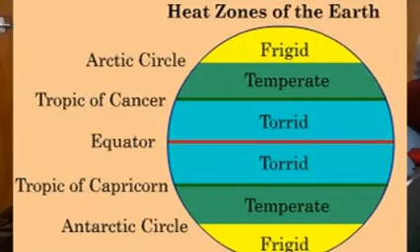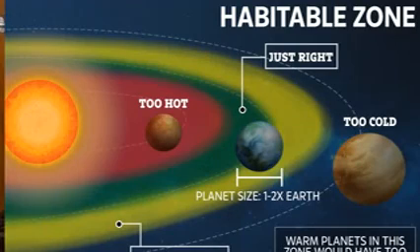Temperate zone. Temperate zone lies between the torrid zone and frigid zone in both the hemispheres. It lies between the Tropic of Cancer and Arctic Circle in the north and Tropic of Capricorn and Antarctic Circle in the south. As the climate in the temperate zone is moderate, it is also known as the habitable climatic zone.